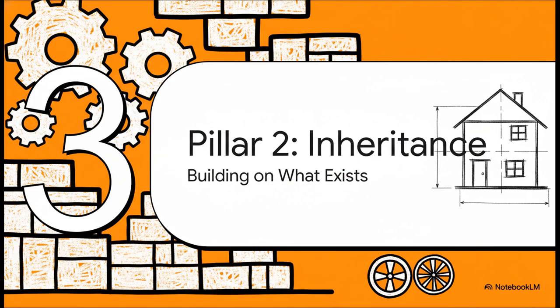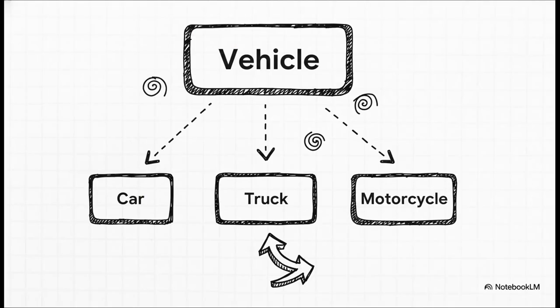Okay, on to our second pillar, inheritance. Now, if encapsulation was all about protection, inheritance is all about efficiency and code reuse. I mean, why would you reinvent the wheel when you can just take a perfectly good wheel and build upon it? Inheritance basically lets us create a new child class that automatically gets all the properties and behaviors of an existing parent class. For example, you could have a general Vehicle class, and from that, you could inherit to create more specific classes like Car and Motorcycle.